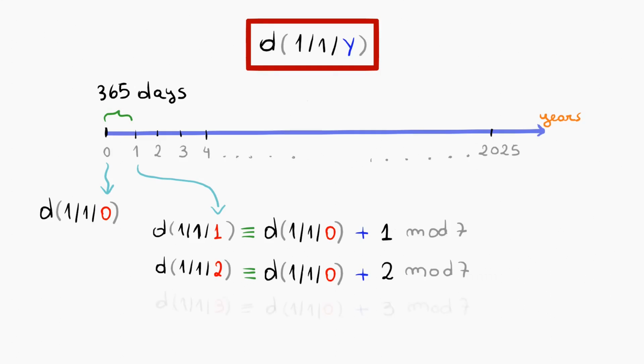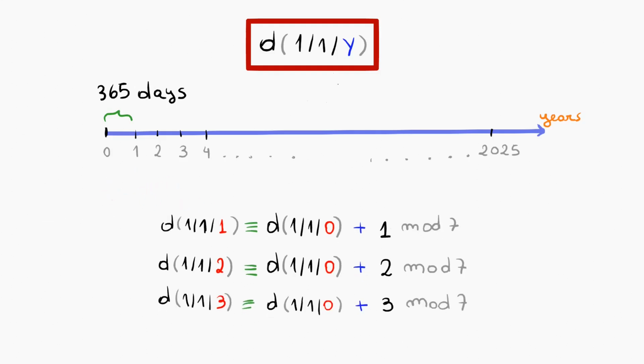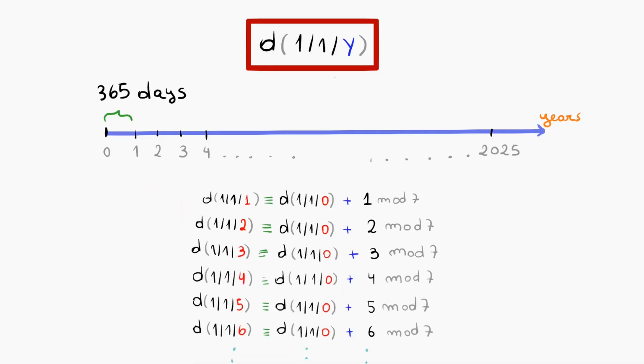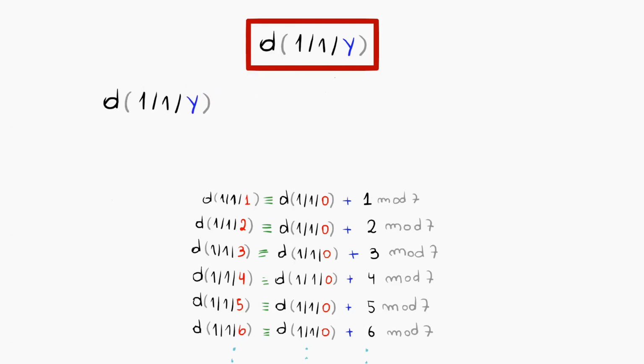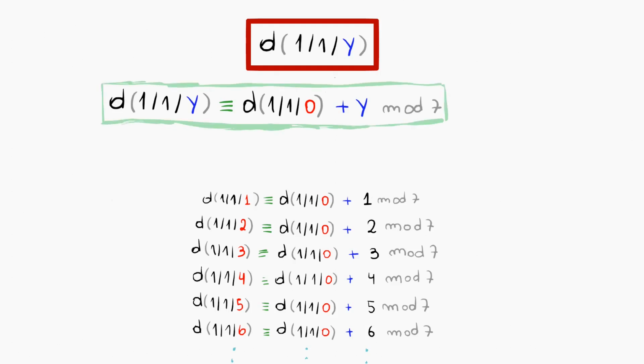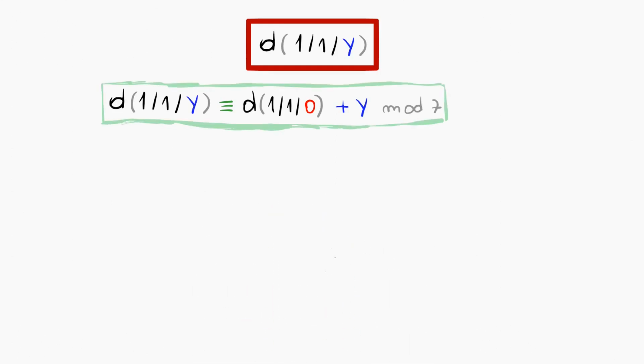Similarly, we obtain the following relationship for the year 3, the year 4, etc. The generic pattern is quite simple to observe. We can therefore conclude that the day of the week of January 1st of any given year is the sum of the day of the week corresponding to January 1st of the year 0 plus the corresponding year, modulo 7. However, this formula is incomplete.